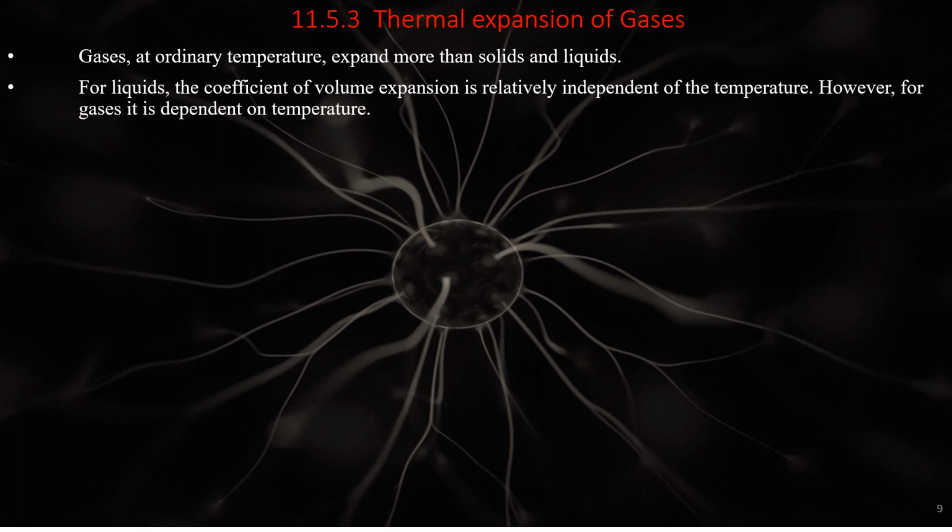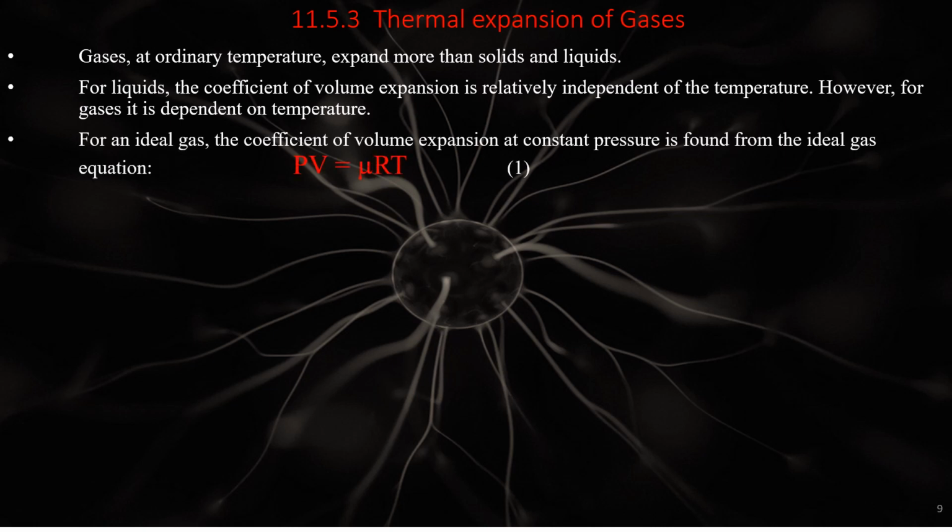For liquids, the coefficient of volume expansion is relatively independent of temperature. However, for gases, it is dependent on temperature. For an ideal gas, the coefficient of volume expansion at constant pressure is found from the ideal gas equation, that is PV equals mu R T, where P is the pressure, V is the volume, mu is the number of moles, R is the universal gas constant, and T is the absolute temperature, that is Kelvin. Let it be equation 1.